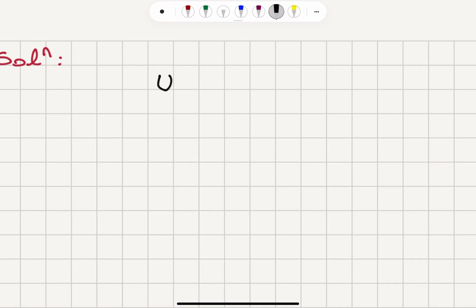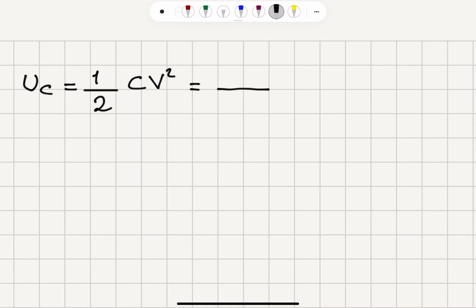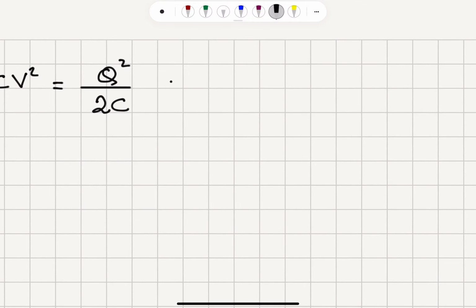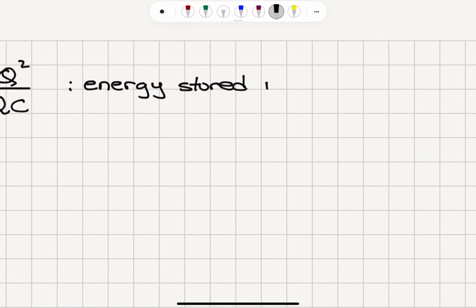The total energy stored in a capacitor, you see, is 1/2 CV squared, capacitance times the voltage across the capacitor squared, which is also equal to the total charge stored, Q squared, divided by 2C. So this is energy stored in the electric field of a capacitor, so it's in the capacitor.